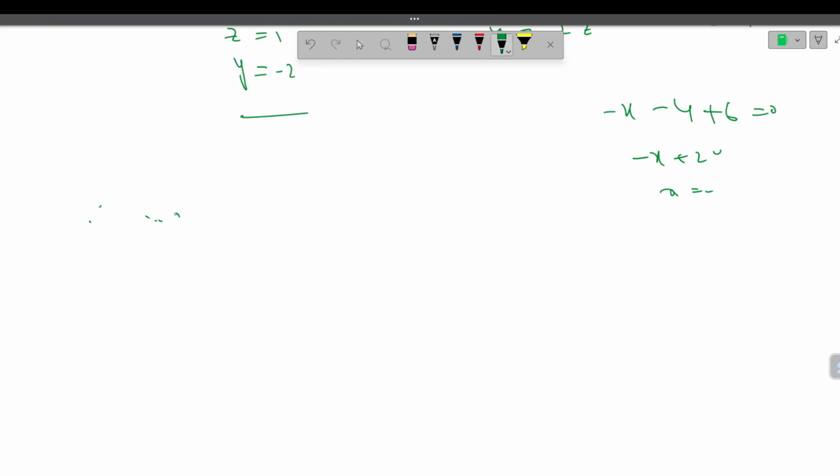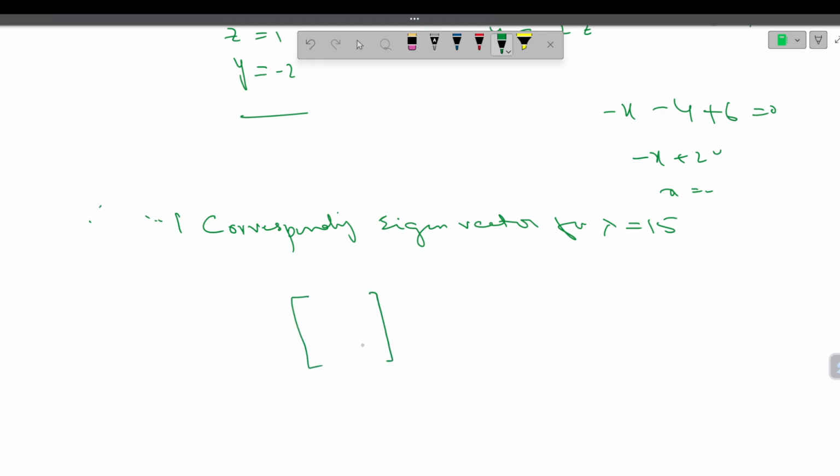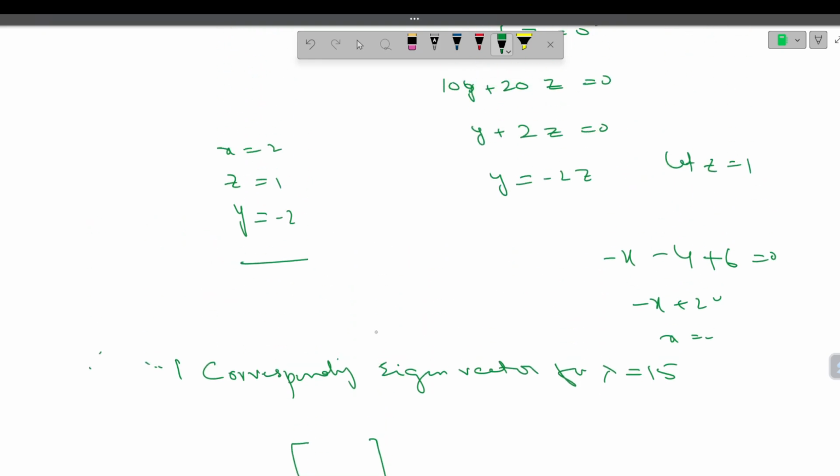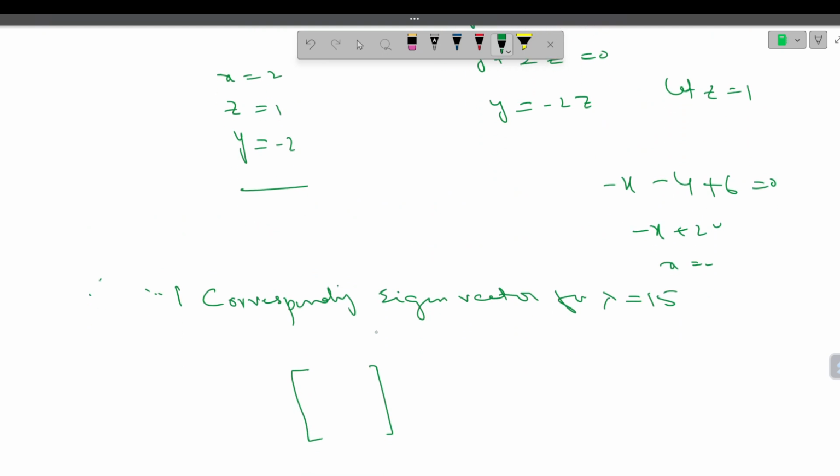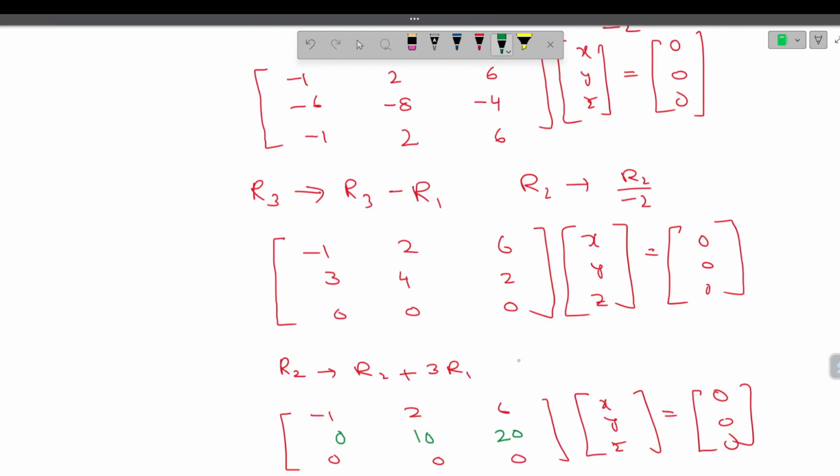Therefore, the corresponding eigenvector for eigenvalue lambda equal to 15 is x is 2, y is minus 2, z is 1. This is the value.